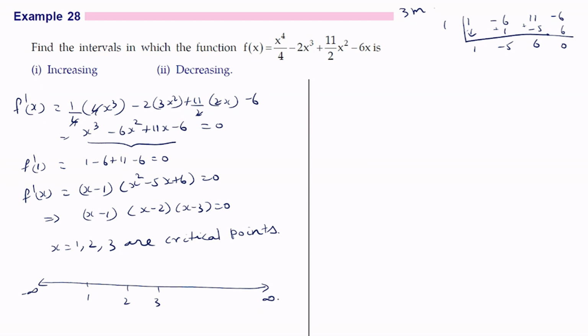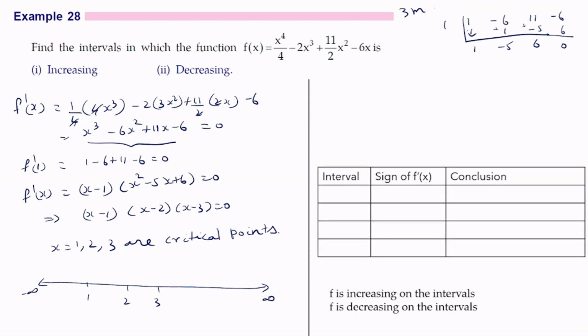So let us draw a table like this so that we can find the sign of f dash of x and to conclude whether it is increasing or decreasing. So the various intervals are open interval minus infinity comma 1, then open interval 1 comma 2, then open interval 2 comma 3 and open interval 3 comma infinity.